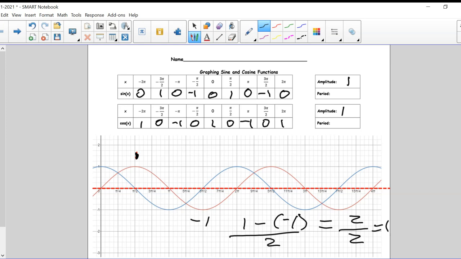Let's get to the period of the function now. Does anybody know in a mathematical context what that means? So let's restrict that definition to trigonometry. Okay, let's see. Jeremy, go ahead.